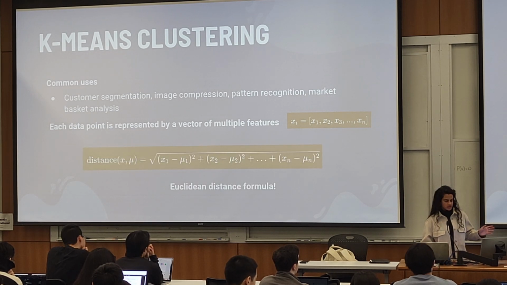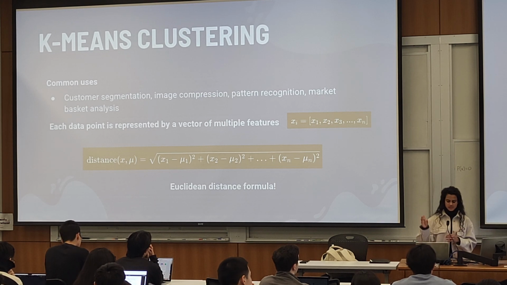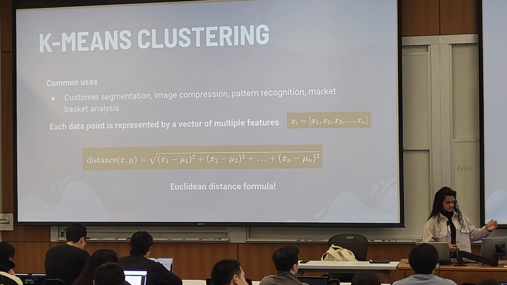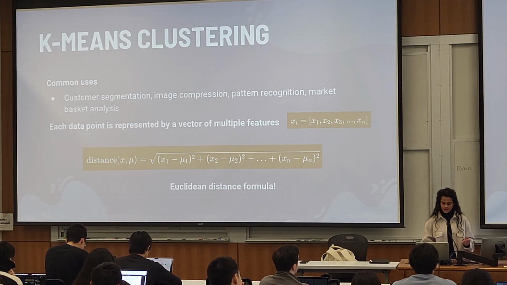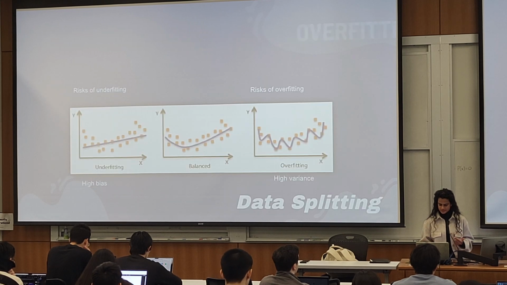And essentially, the way that you calculate the distances between the points and those centroids of the clusters is using the Euclidean distance formula. So essentially what this is doing is it's looking at that x1, which is basically that point, and it's calculating the distance between that and the center. And that's how you are able to standardize this formula.